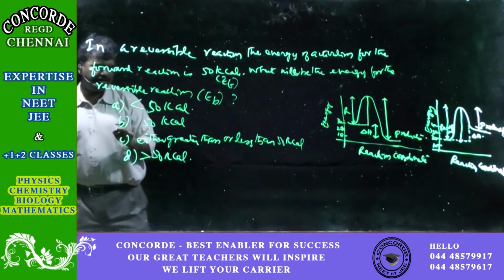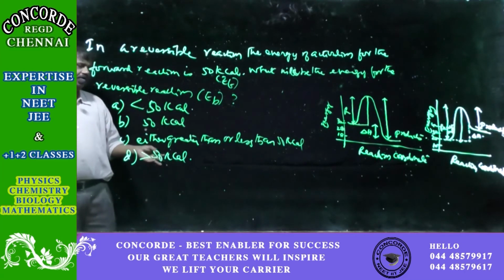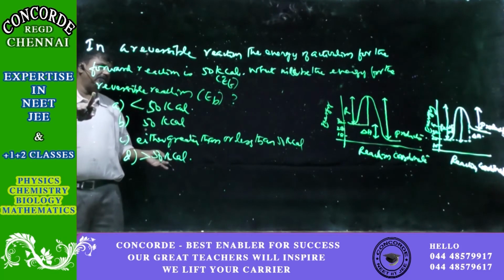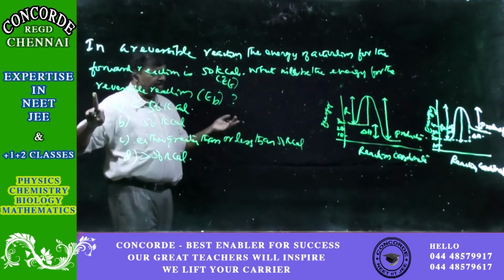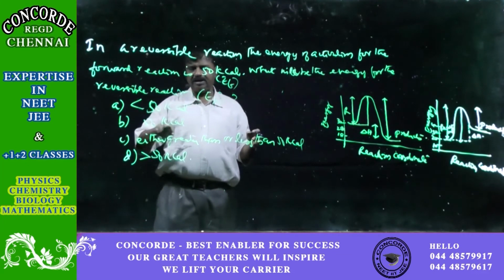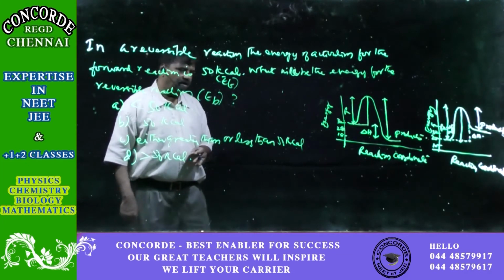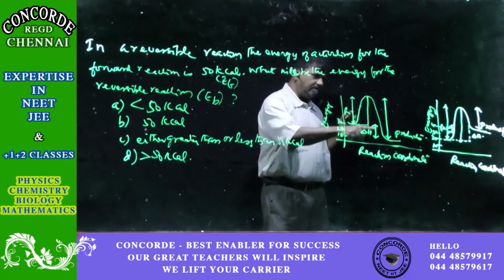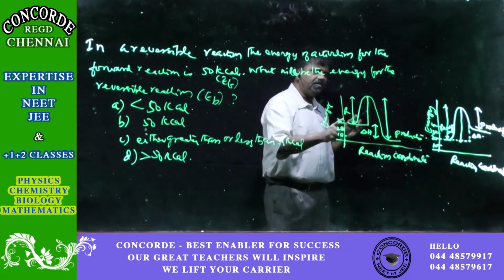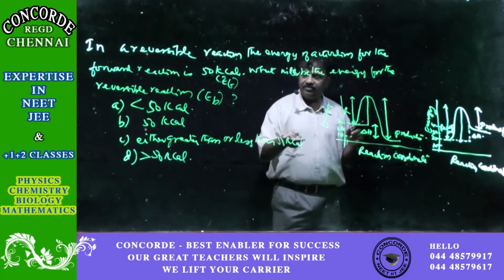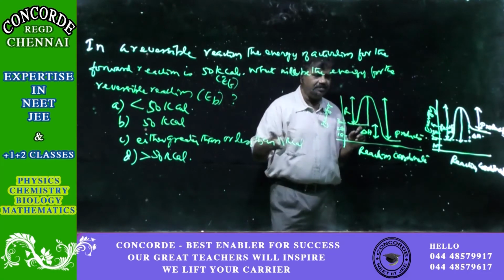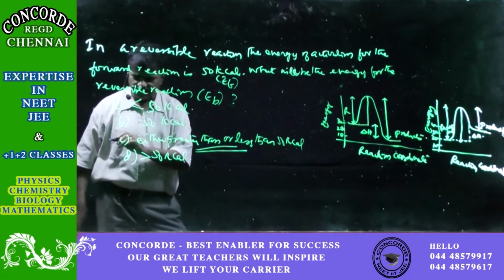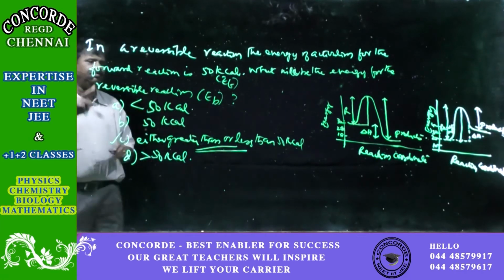So for the reversible reaction, the energy will be greater than this thing. And in case it is an exothermic reaction, the energy of the products will be more than the energy of the reactants. In case it is an endothermic reaction, the energy of the products will be less than this thing. So either it will be greater or less, because we have not mentioned what type of reaction it is.